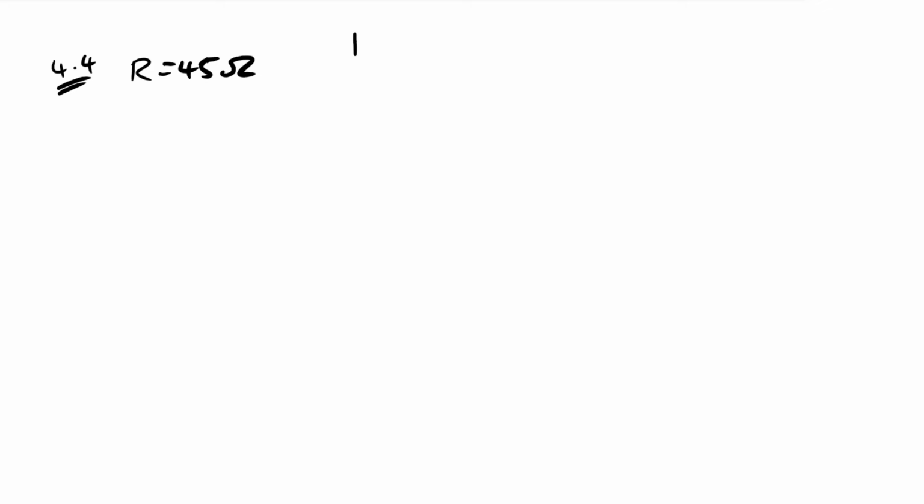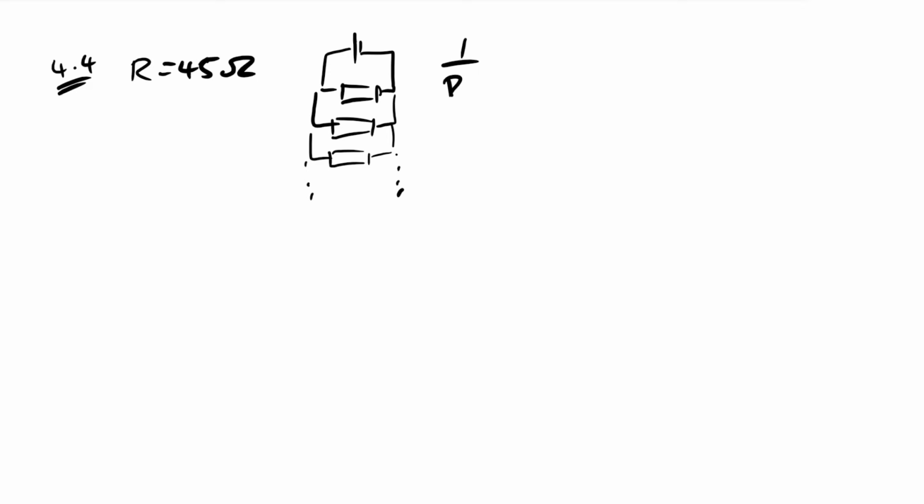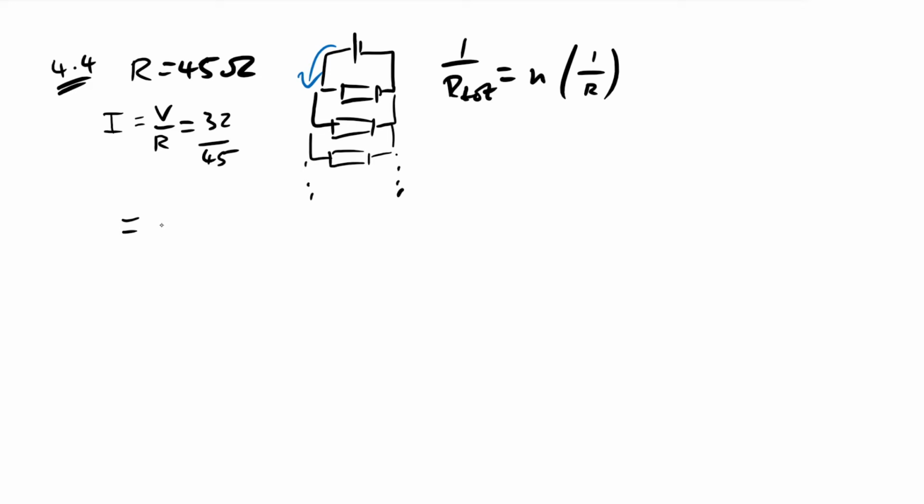Okay, so therefore we have this, and then we have one resistor there, one resistor there, one resistor there, and so on and so forth. You might think that we're going to go down the route of 1 over R total equals N lots of 1 over R. But no, just have a think. We know that whatever current is coming out has to be shared across all of these. So let's find the current going through one of these. V equals IR, so I is V over R. It's going to be 32 volts divided by 45 ohms. And that gives us a current of 0.71 amps going through each one of these.